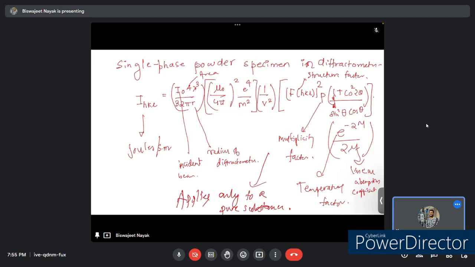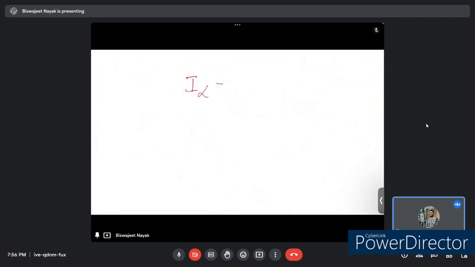V is the volume of the unit cell, and here F HKL is the structure factor for reflection from the HKL plane, and P is the multiplicity factor, and theta is the Bragg angle, and e to the power minus 2M is basically the temperature factor, and mu is the linear absorption coefficient. This equation applies only to a pure substance.